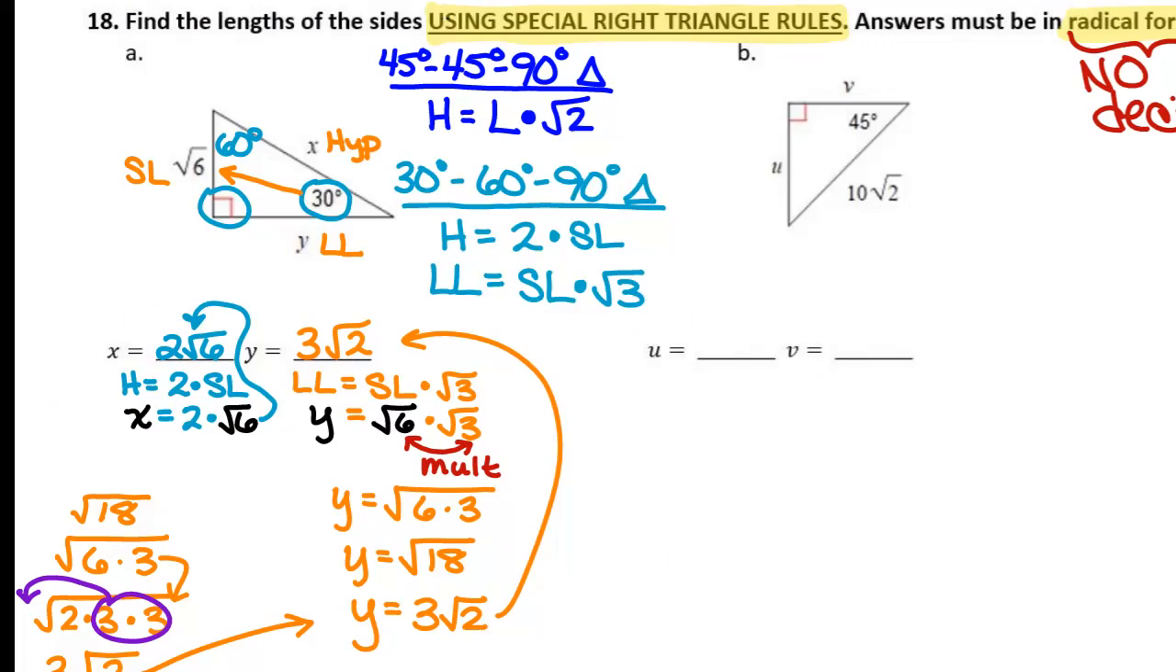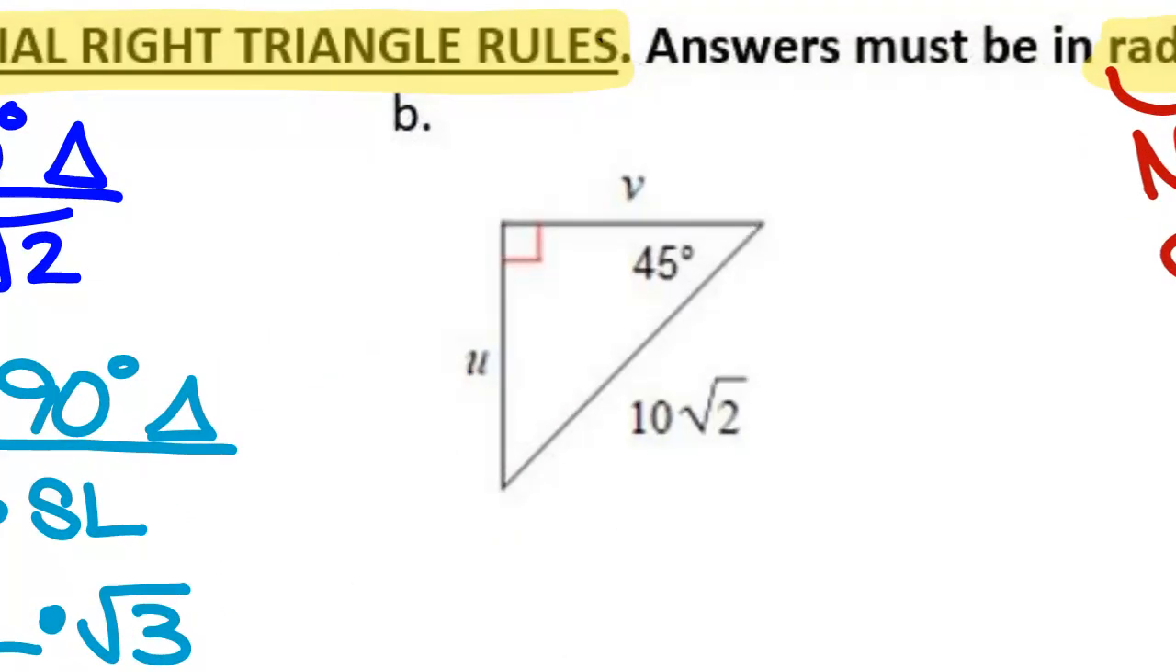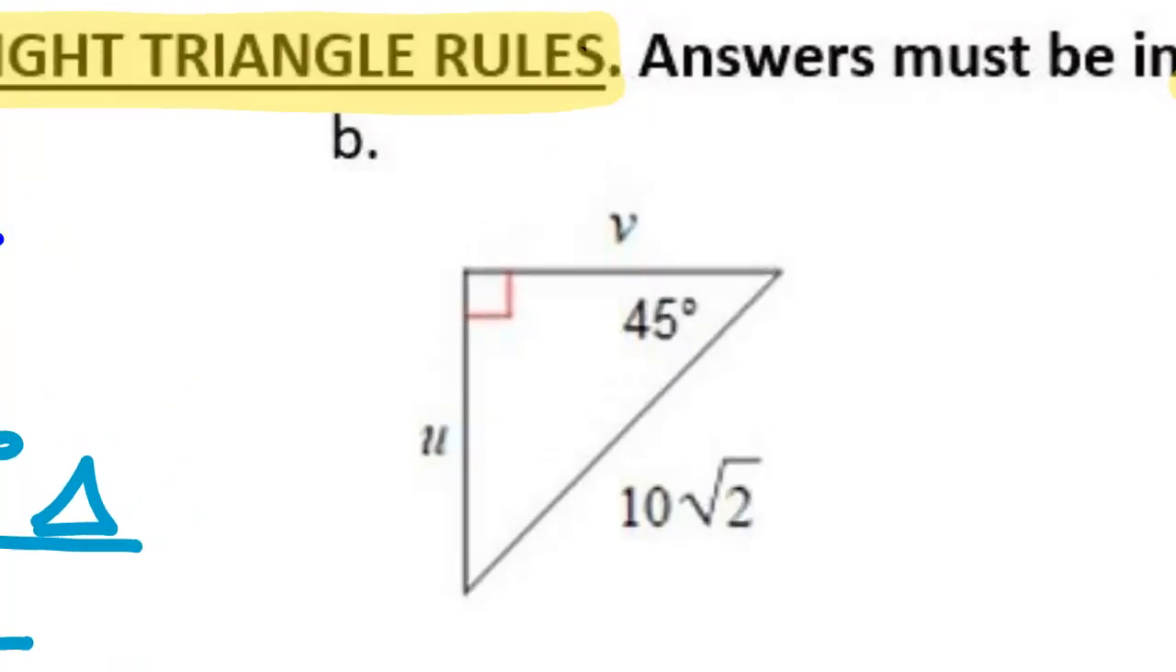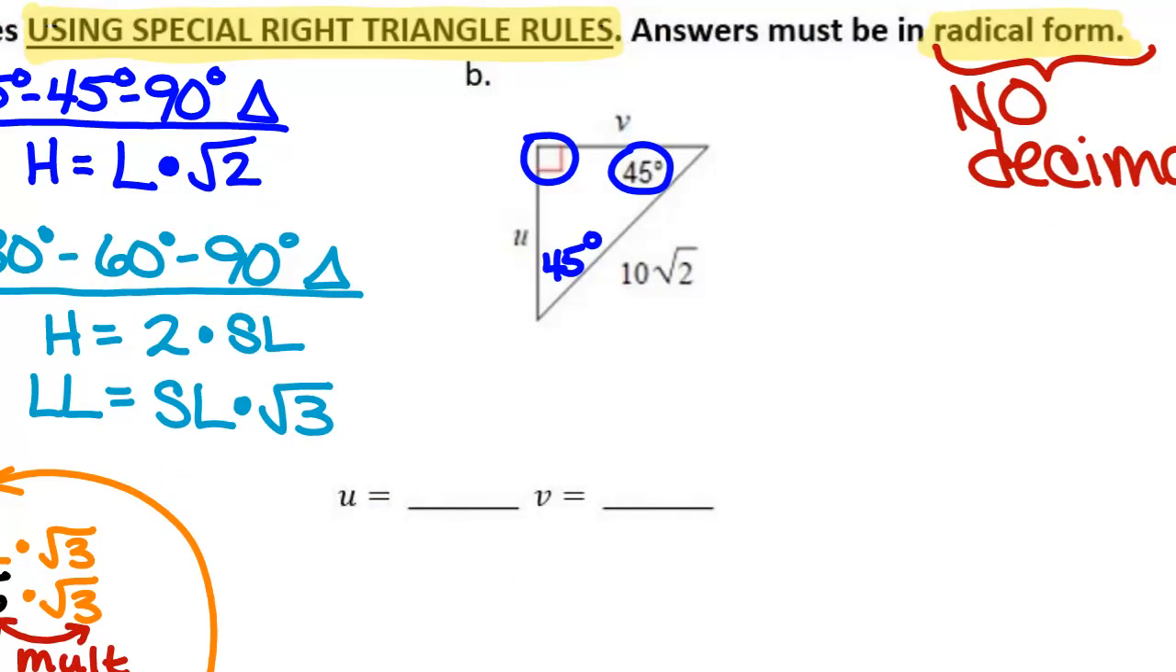Beautiful. All right. Part B. What type of triangle is this? 45, 45, 90. Here's 45, here's 90, so this angle down here has to be 45, because 45 plus 45 is 90, plus another 90 gives me 180.